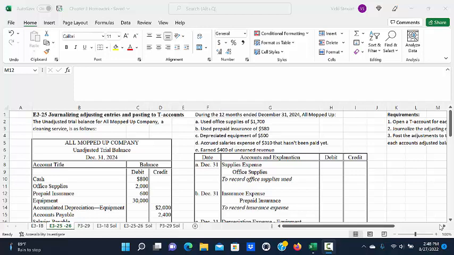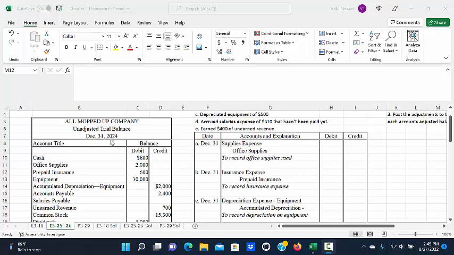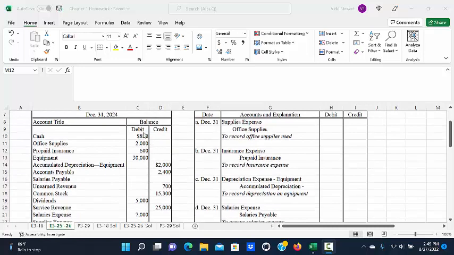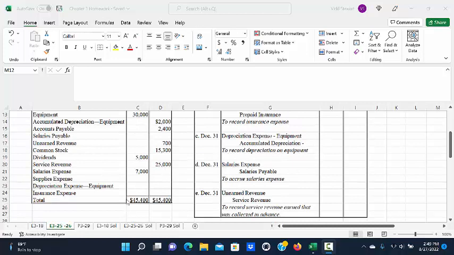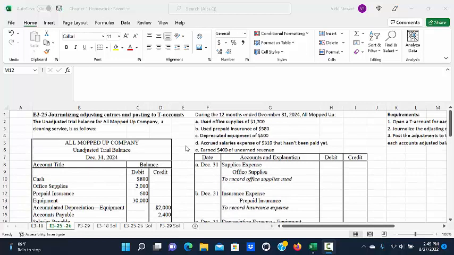This is a demonstration of exercises 325 and 326. Exercise 325 states that it is journalizing, adjusting entries, and posting to T accounts. We are given the unadjusted trial balance for Mopped Up Company, a cleaning service, as of December 31st, 2024, and the problem gives us the debit and the credit balances for all of the accounts. It also gives us information about adjusting entries for Mopped Up for the 12 months ended December 31st, 2024.